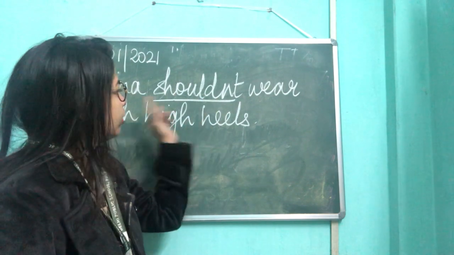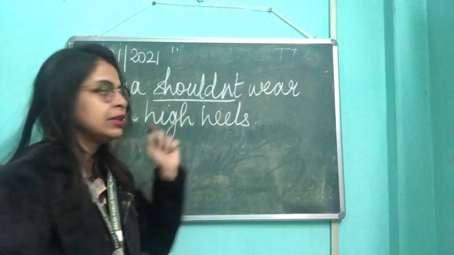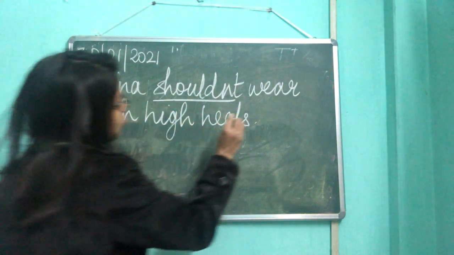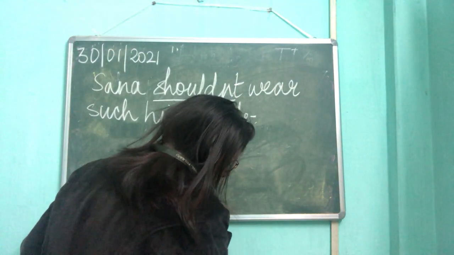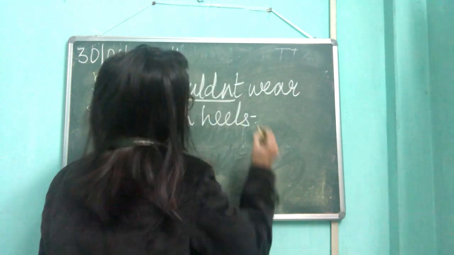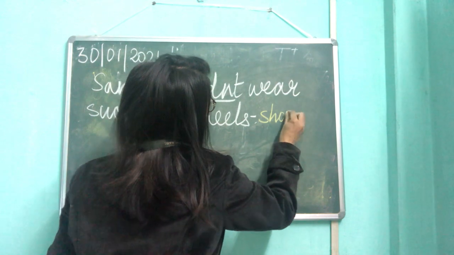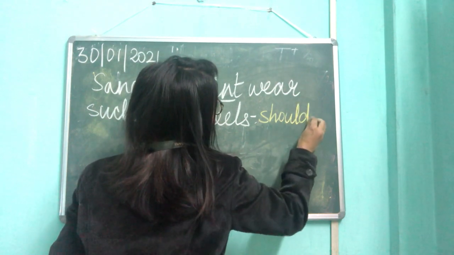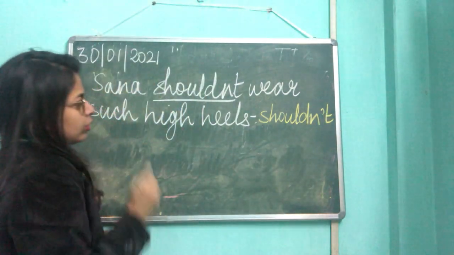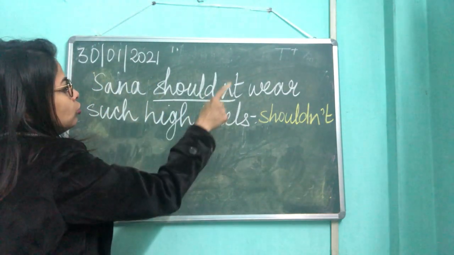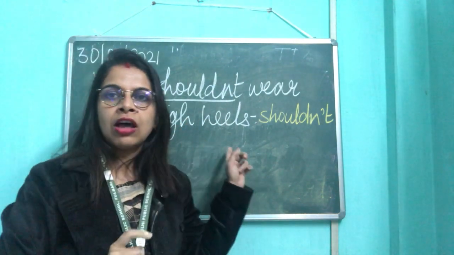So this is called a contraction. Why? Because letters are not complete. There are missing letters. So what will you do? Beside it, you are going to write the answer, and the answer will be, so it means Sana should not wear such high heels. That is how you will do.